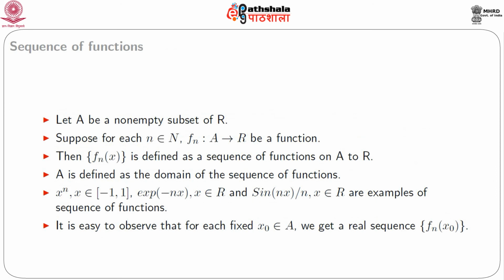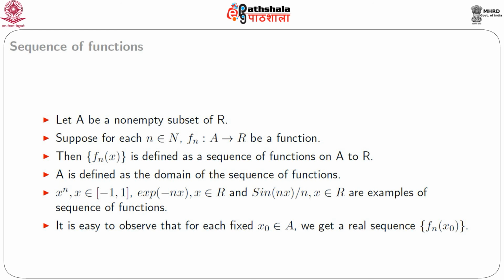So let us formally define this. Let capital A be a non-empty subset of the real line. Suppose for each integer n, fn is a mapping from A to R. That is, fn is a function from A to R. Then fn(x) is defined as a sequence of functions on A to R, and A is defined as the domain of the sequence of functions. For example, we can consider x to the power n, where x belongs to minus 1 to plus 1, e to the power minus nx, x belonging to the whole real line, or sin nx by n, x belonging to the whole real line, as examples of sequences of functions.